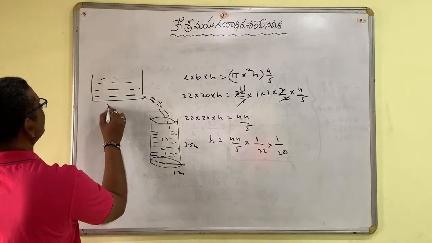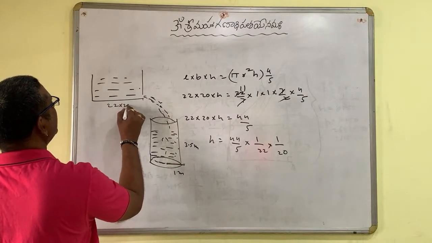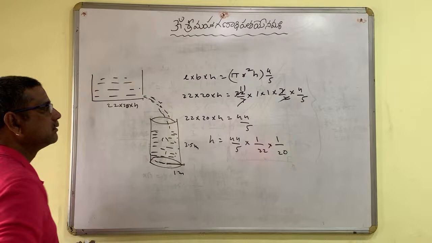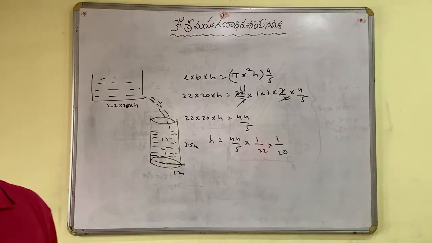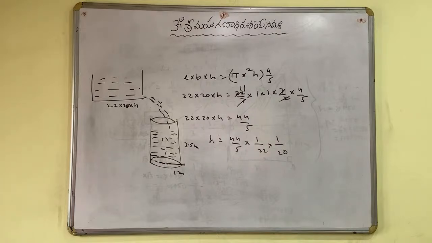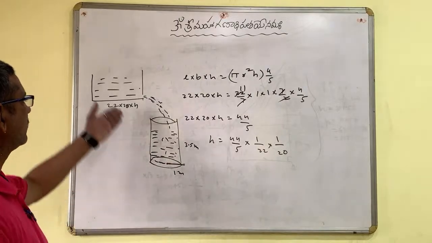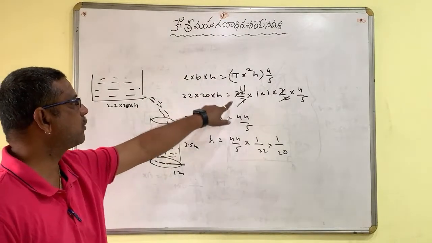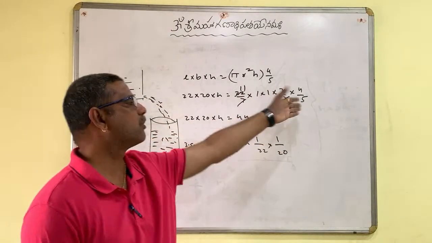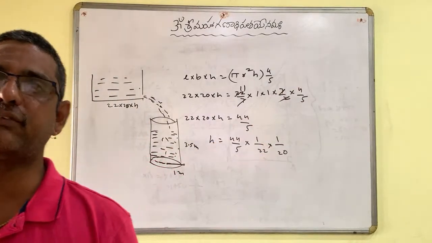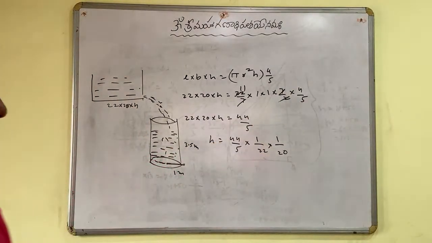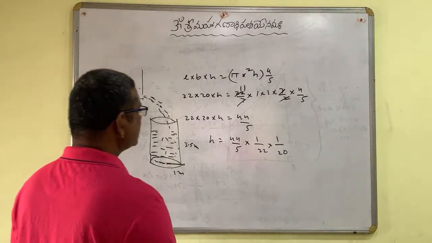Here the dimensions are 22 into 20 into h. So volume of the water that is collected on the roof is equal to volume of the cylinder, and it's 4/5. Only 4/5 of the cylinder is filled. Now when you simplify this, what do you get?